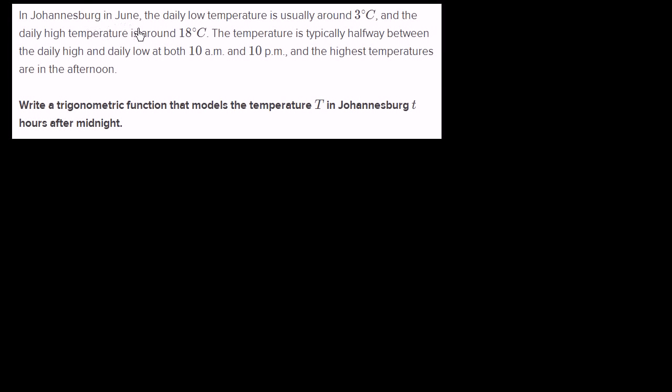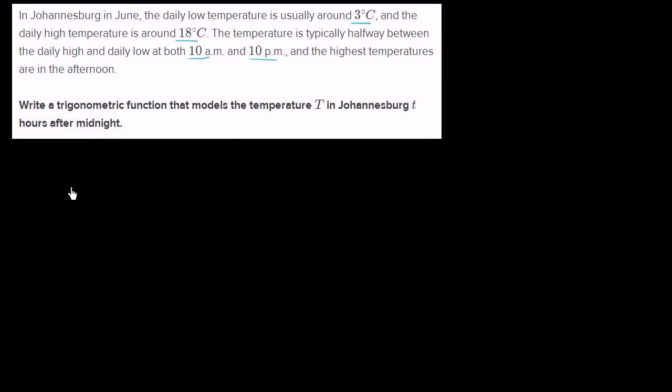In Johannesburg in June, the daily low temperature is usually around 3 degrees Celsius, and the daily high temperature is around 18 degrees Celsius. The temperature is typically halfway between the daily high and the daily low at both 10 a.m. and 10 p.m., and the highest temperatures are in the afternoon. Write a trigonometric function that models the temperature capital T in Johannesburg, lowercase t, hours after midnight.